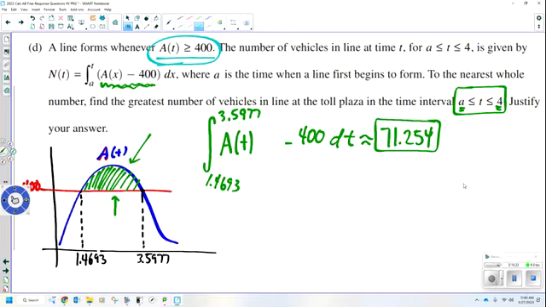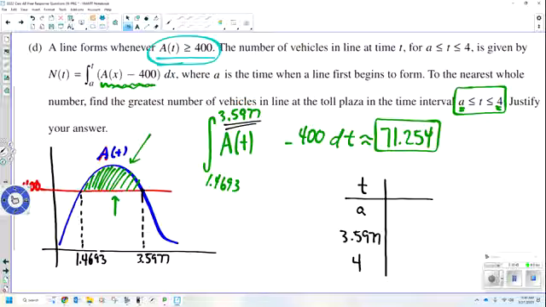All right, now I'm going to do a little table here and start filling in some values. My time starts at A and goes to 4. This is the time, 3.5977, and I get 71.254. The output is my n of t function, which is the integration from A to t of A of x minus 400 dx.